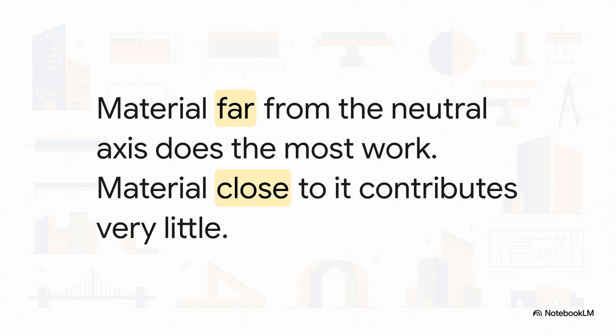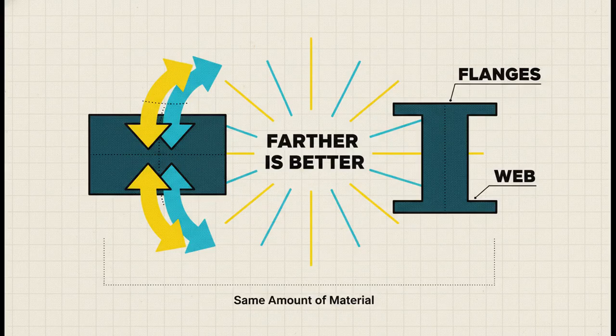The real heavy lifters, the heroes of the beam, are the fibers at the very top and the very bottom. They're doing all the work. So if all the material in the middle is lazy, what would a smart designer do? Get rid of it. And boom, you've basically just invented the I-beam. It's the physical proof of the farther is better rule.